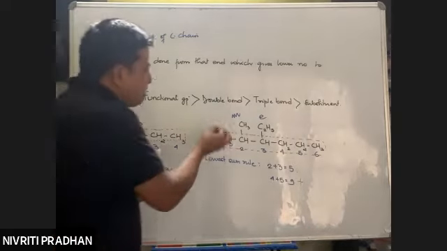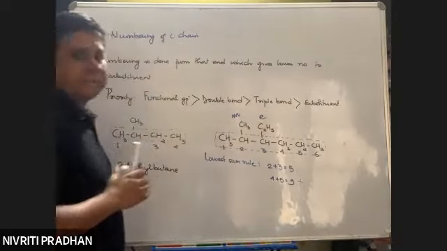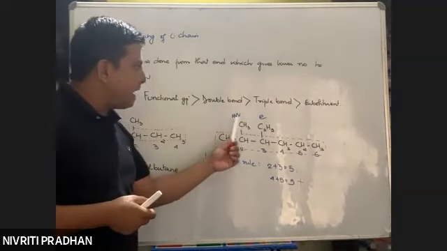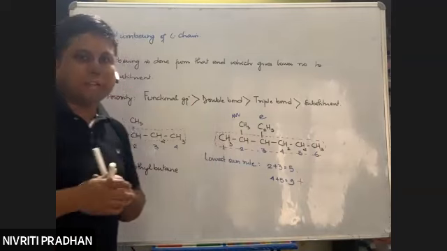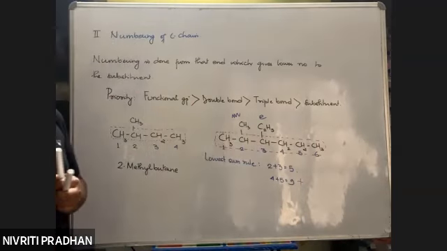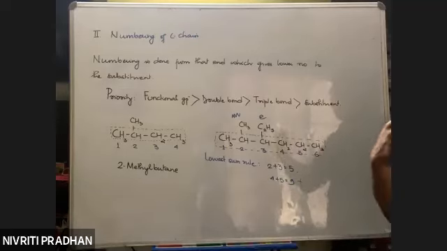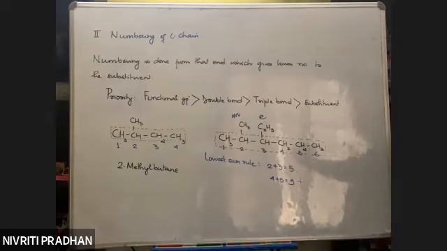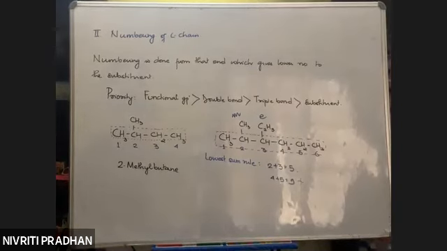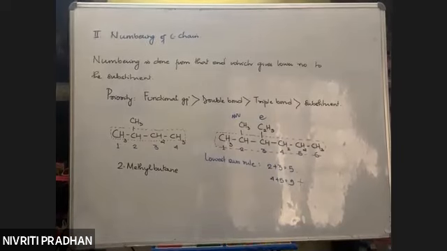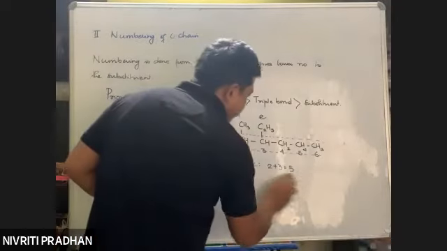Now, how do we name the substituents? There are two substituents, methyl and ethyl. Which will you name first? If there is more than one substituent, they are named in alphabetical order. The methyl starts with M. The other substituent is ethyl, it starts with E. Which comes first in the alphabetical order, M or E? A, B, C, D, E. Ethyl. So ethyl will be written first.